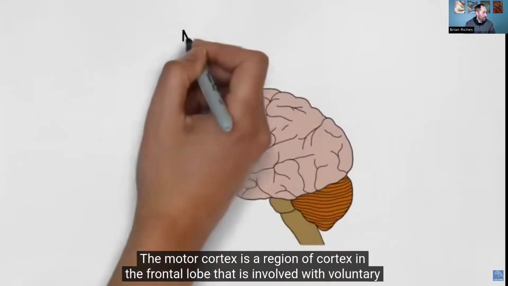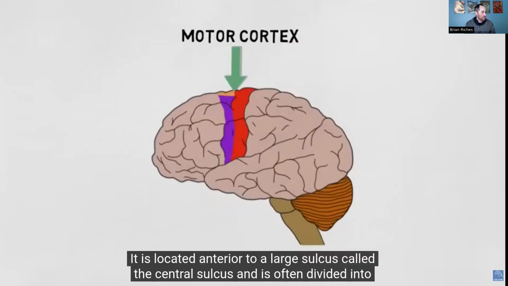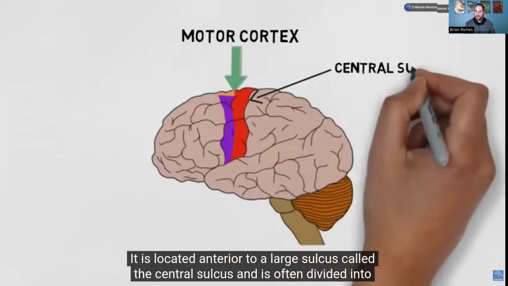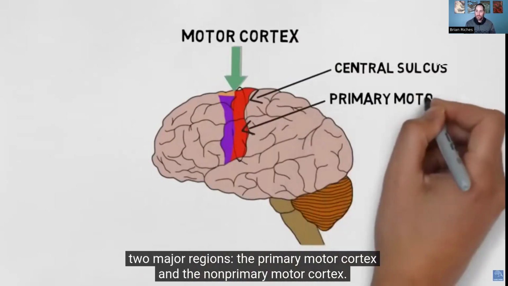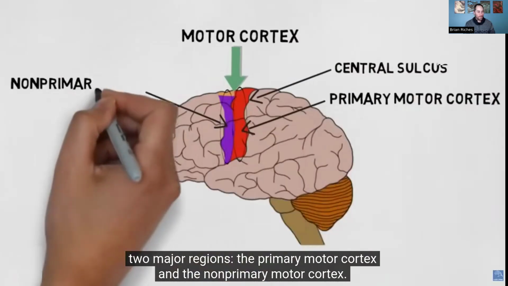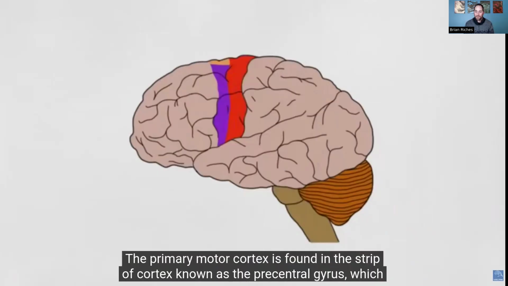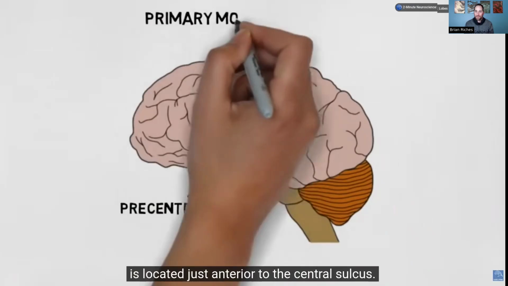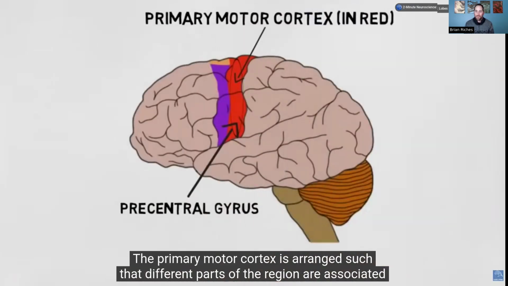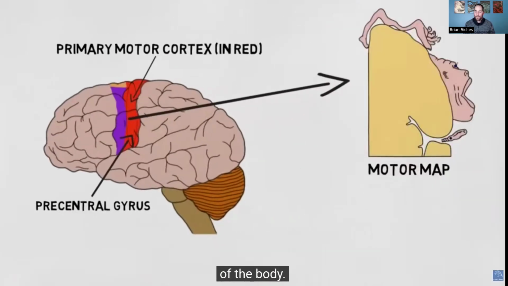The motor cortex is a region of cortex in the frontal lobe that is involved with voluntary movement. It is located anterior to a large sulcus called the central sulcus, and is often divided into two major regions, the primary motor cortex and the non-primary motor cortex. The primary motor cortex is found in the strip of cortex known as the precentral gyrus, which is located just anterior to the central sulcus. The primary motor cortex is arranged such that different parts of the region are associated with motor control of different parts of the body, and thus is said to contain a motor map of the body.